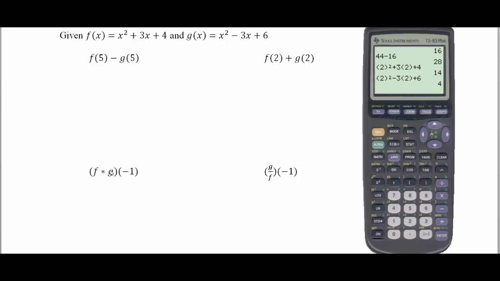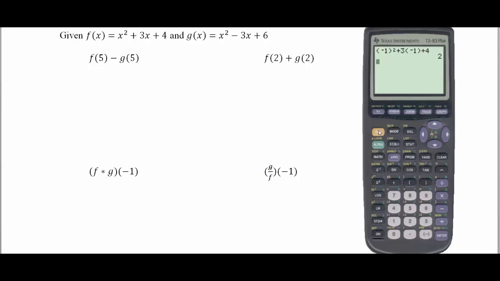Now we're going to look at this using a negative 1. Unfortunately, since there's only one space here, it's going to be easier for me to just retype this again. So here's my f of negative 1, plus 3 times my negative 1, plus 4. It looks like my f of negative 1 is 2.